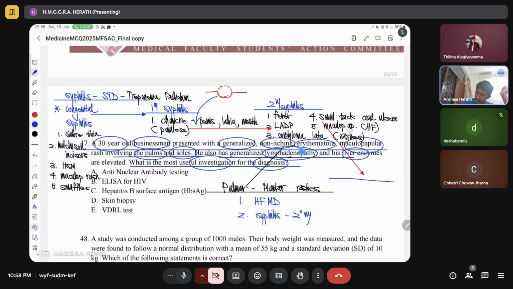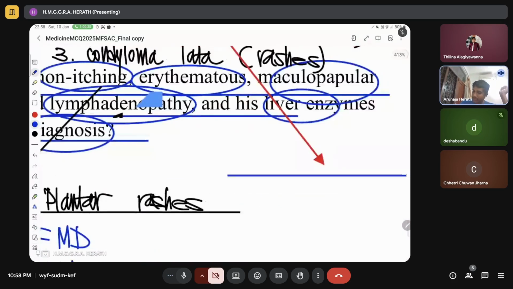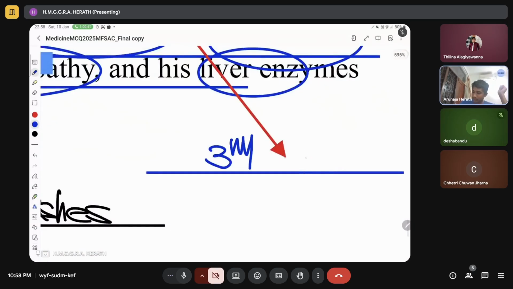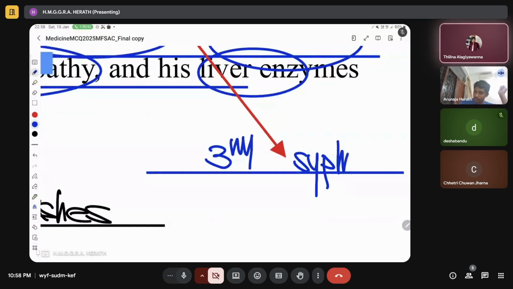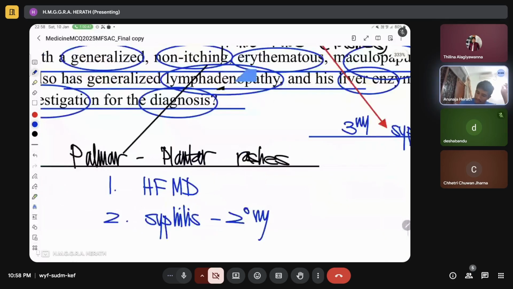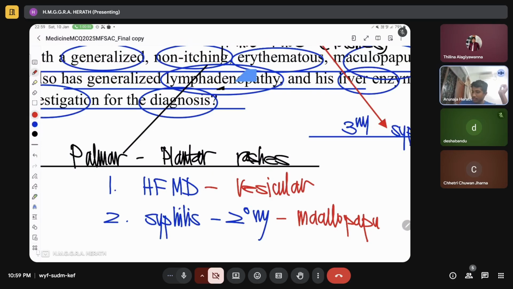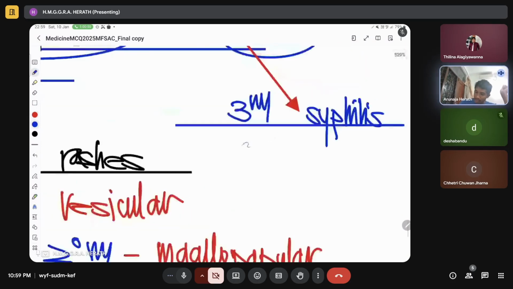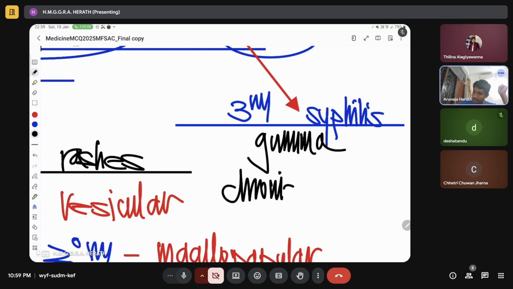Okay. In hand foot mouth disease, what is the type of rash usually? It's vesicular. Hand foot mouth disease is a vesicular rash. Okay. In secondary syphilis, it is usually maculopapular rash. Okay. The tertiary syphilis is where you get gumma. Gumma means these patients get chronic large ulcers.